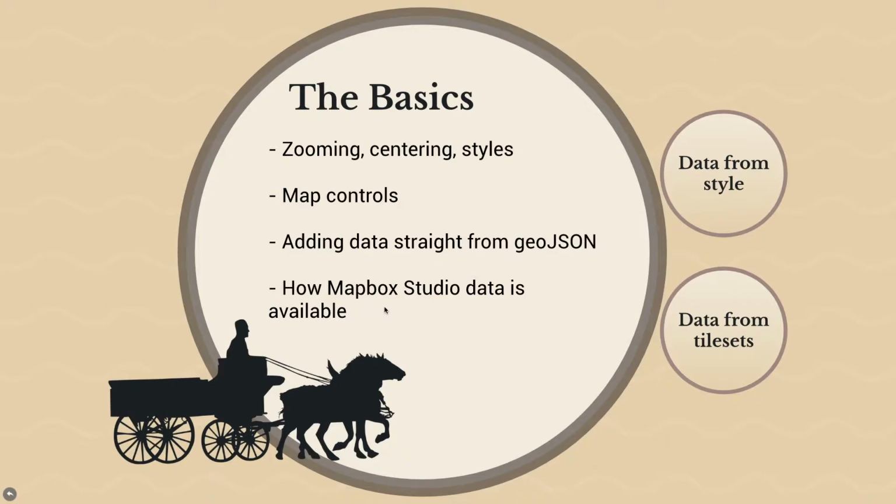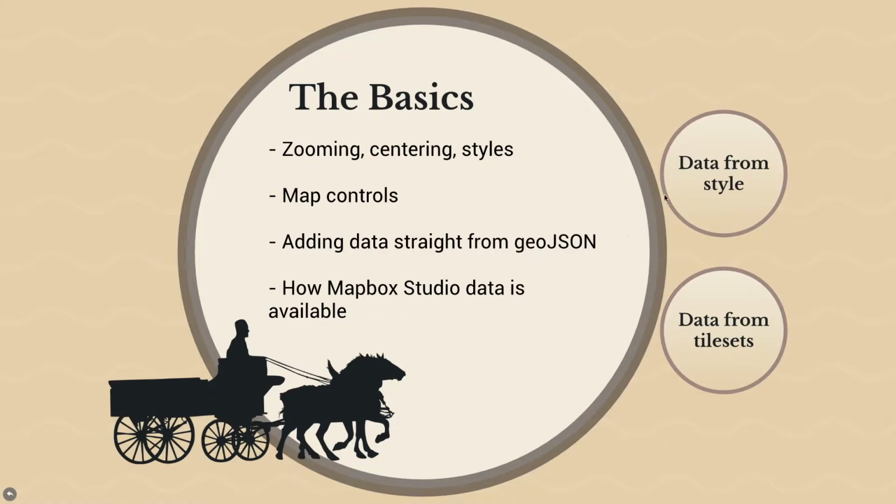Now, how do we just add it into the front end? And also talk a little bit about how Mapbox Studio data is available. It's a little confusing, and it's one of the sticking points when you start with Mapbox GL JS. You often want to access the data that you've already put into Mapbox Studio, but it's not really clear right off the bat how to do that.